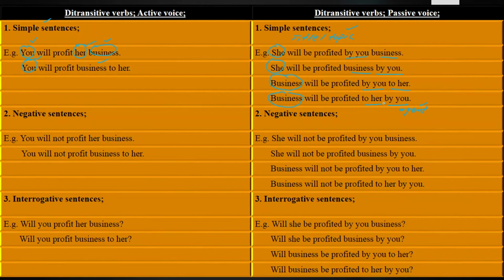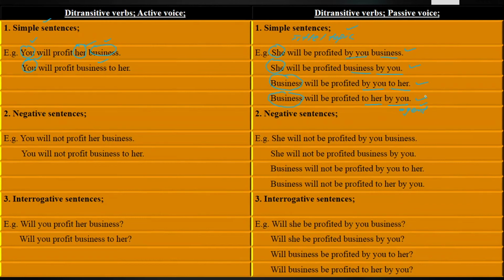Now the sentences will be like this: She will be profited by you business. She will be profited business by you. Business will be profited by you to her. Business will be profited to her by you.